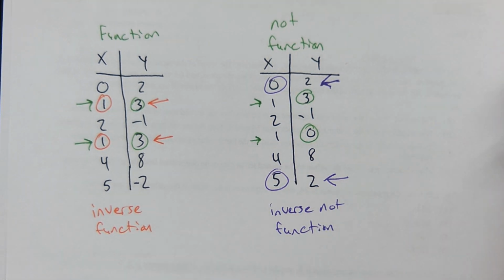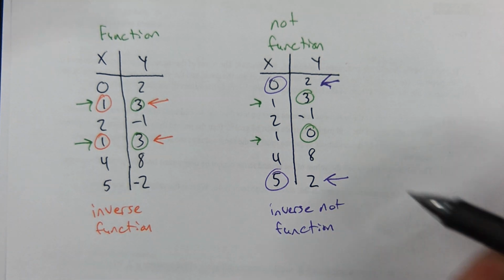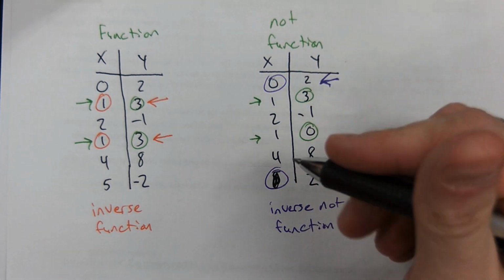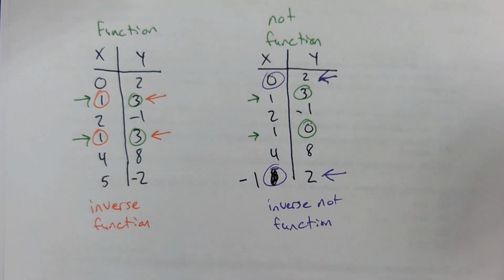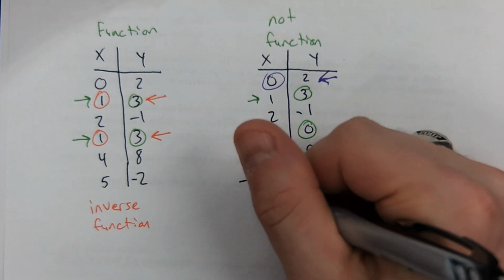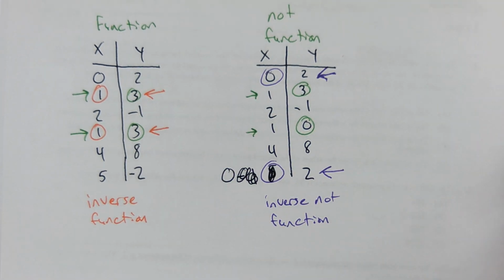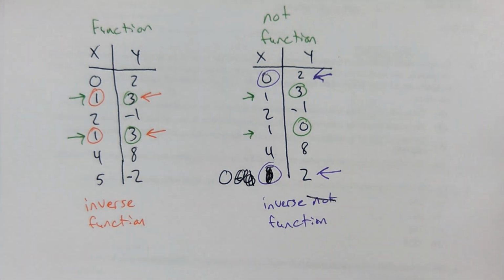Now, I could change a couple things to make the inverse a function if I wanted to. I could scribble out this 5 and put a, I don't know, -1. Wait, what am I talking about? It's 0. Has to be a 0. I'll be okay. There we go. Now the inverse is a function because the repeated y value gives me back the exact same x value.